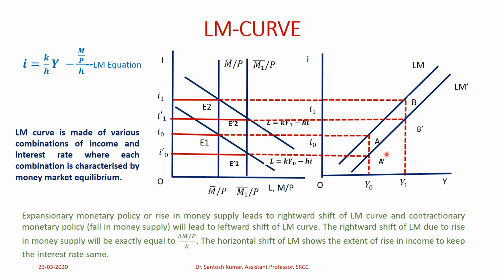Third, expansionary monetary policy would shift the LM curve to the right hand side, and contractionary monetary policy would shift the LM curve to the left hand side. The extent of the shift of the LM curve would be decided by this value, delta M by P upon K.